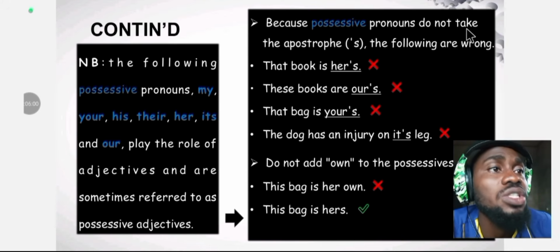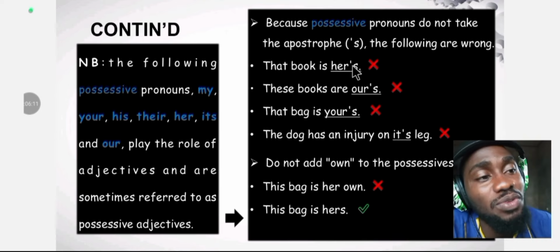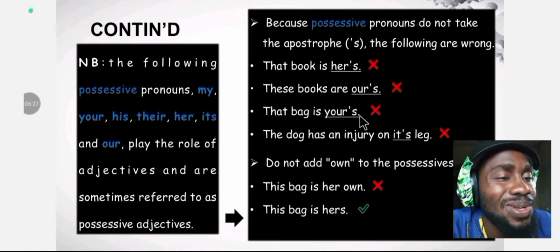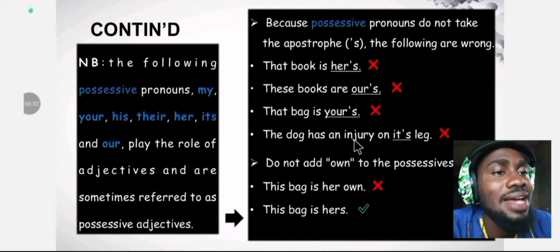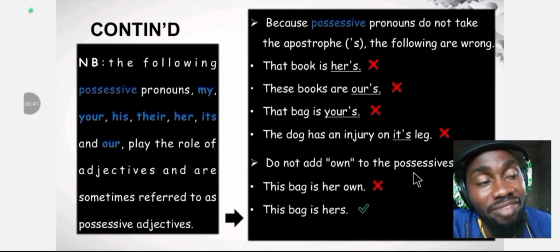Because possessive pronouns do not take the apostrophe and s, the following are wrong. That book is hers, with an apostrophe before s? No, never try this. These books are ours. Wrong. That bag is yours. Wrong. The dog has an injury on its leg. Wrong. Do not add own to the possessive. That's another law again, a very important law.